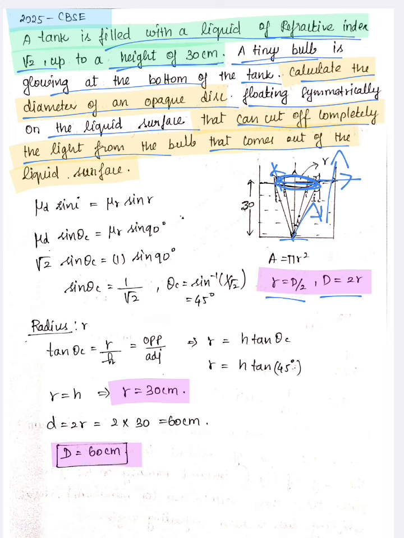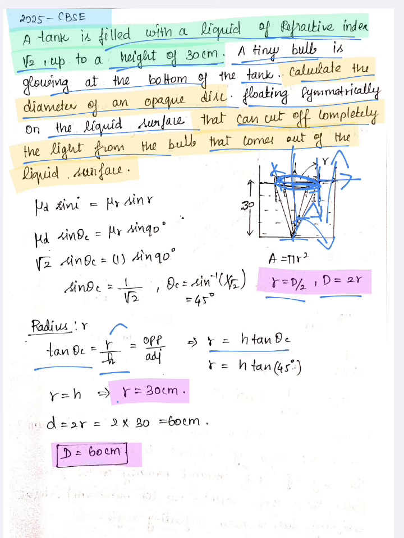Now what is the radius of the circular disc? This is the radius of the circular disc and this is the critical angle. If this is the critical angle, this angle is also the critical angle, because the opposite angles between the parallel lines are equal. What is the critical angle? That is, tan theta equals opposite side by adjacent side. Opposite side is nothing but the radius of the circle and adjacent side is the height of the liquid h. From this we write radius equals h into tan of the critical angle.